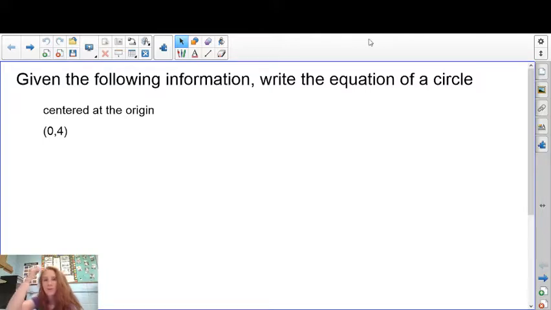All right, welcome back for day 2. We're going to learn a little bit more about circles. We're going to learn how to graph them and show how to find their radius if I'm given 2 points.